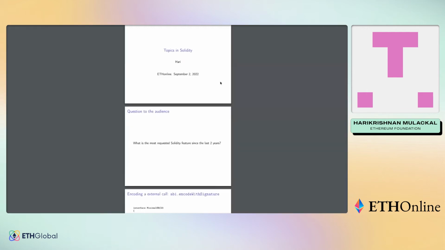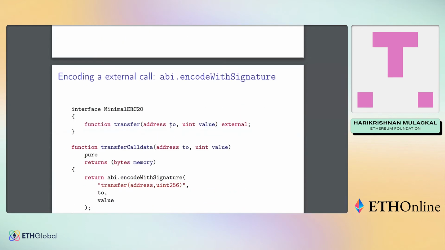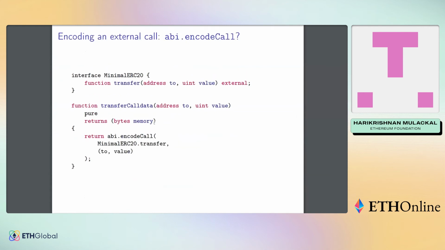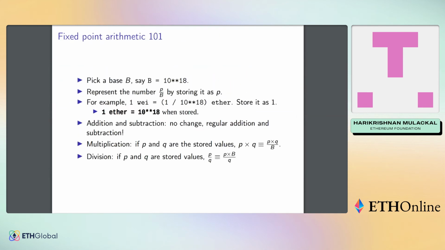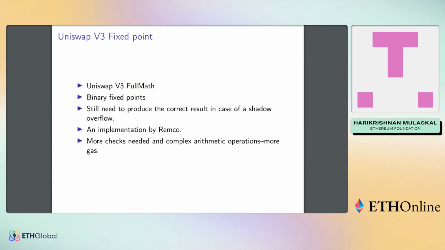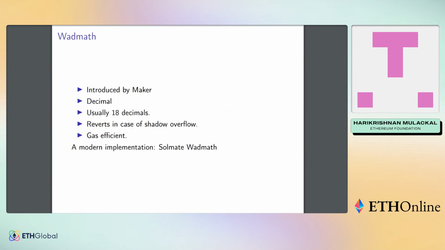So let's go back. Okay, perfect. To summarize, it's 18 decimals. It's decimal, not binary. It's relatively gas efficient, and it doesn't handle shadow overflow. It would revert early.